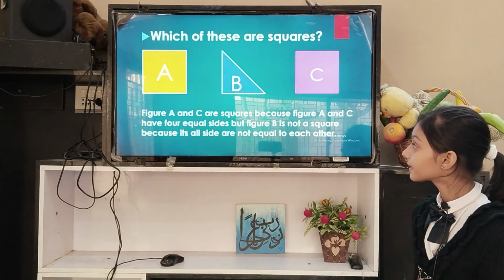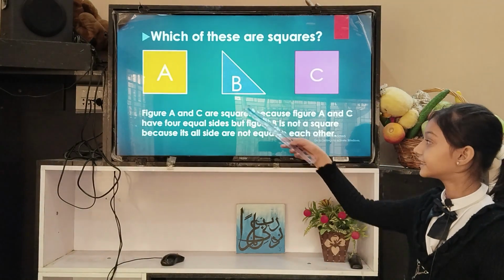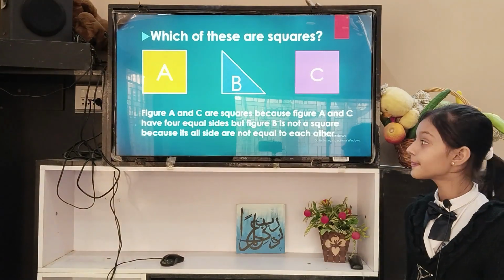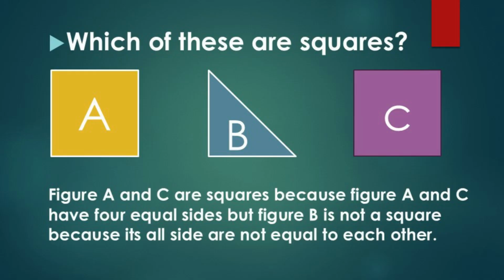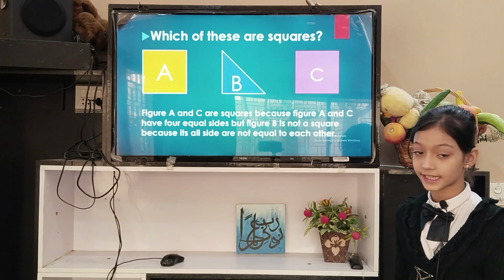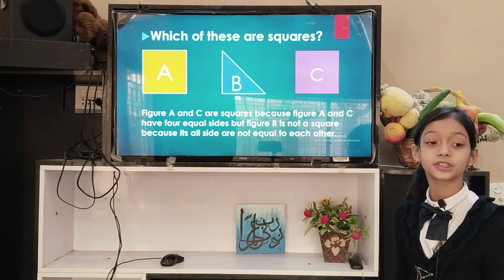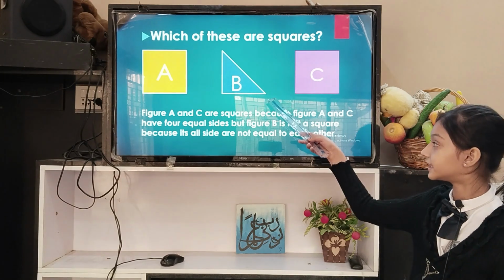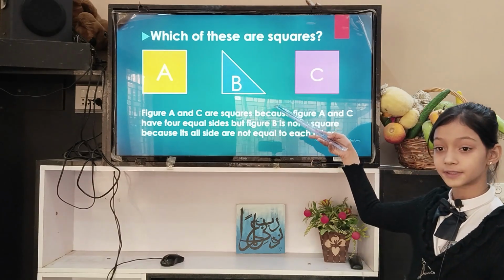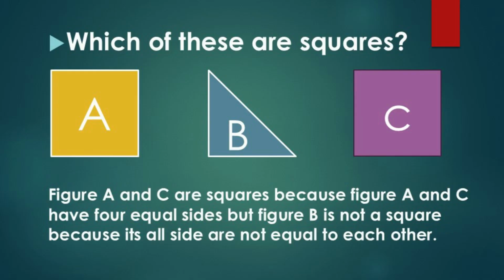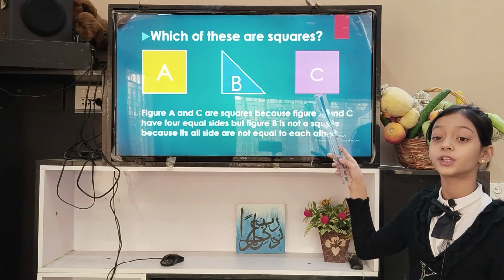Which of these are squares? There are 3 figures A, B, C. Figures A and C are squares because figures A and C have 4 equal sides, but figure B is not a square because all its sides are not equal to each other and it has 3 sides. As you can see in this picture, figure B has 3 sides and all sides are not equal, but figures A and C have 4 equal sides.